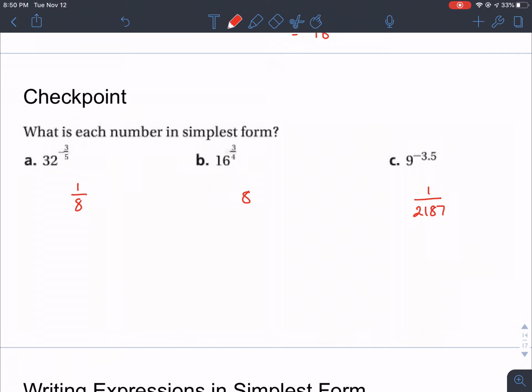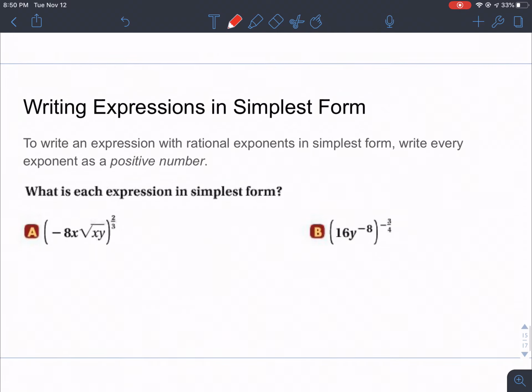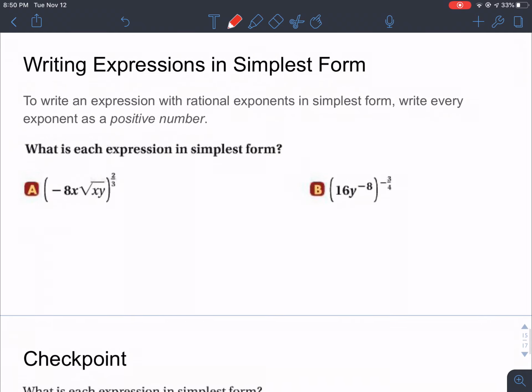All right, last example of the day. To write an expression with rational exponents in simplest form, write every exponent as a positive number. So in the end, we don't want any negative exponents. So what is each expression in its simplest form? All right, let's go through this. This is a very complicated one here.